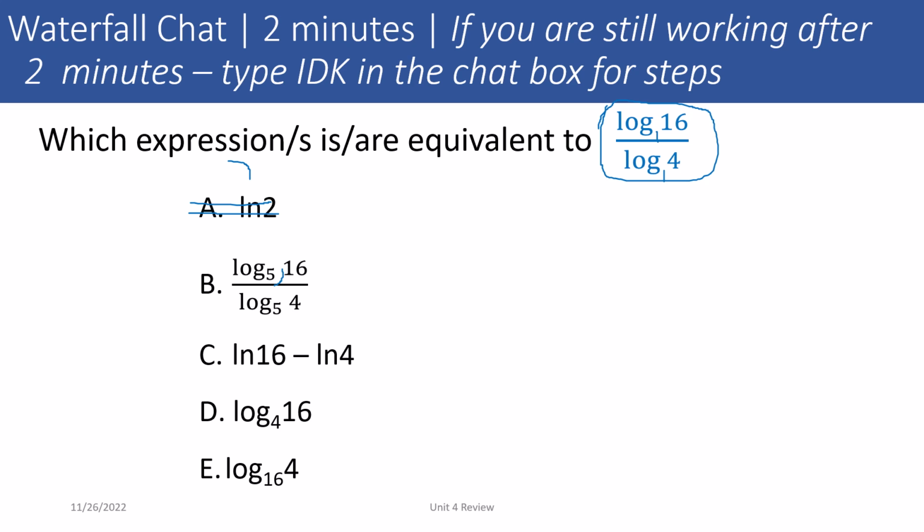We can change this to a common base. We have the 16 on the top and the 14 on the bottom, so that's a yes. We know the quotient rule for logarithms, we can write it as subtraction, and even though we change this to the natural log, it's still the same thing. So this is a yes. Log base 4, 16. That's going to be a no. That would be 4 to the x equals 16. No. Log base 16, 4. I don't think that's correct either.